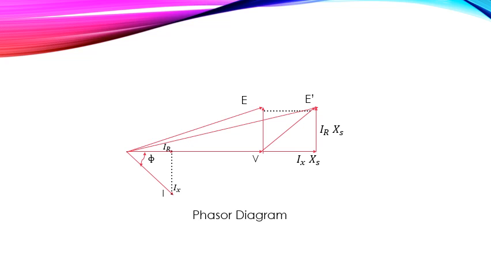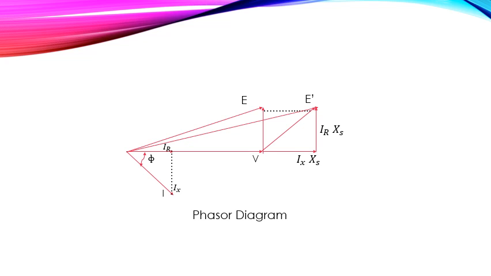So before the excitation, take V as a reference, so draw it parallel to the horizontal axis, then show the vector I lagging behind this V by an angle phi, then show the in-phase component IR in phase with the voltage V. Then show the vector for the drop IRXS at 90 degrees to the applied voltage V. Then the induced EMF is equal to what? It is the vector sum of V and the IRXS drop. So E is equal to the square root of V squared plus IRXS whole squared, which we already calculated.